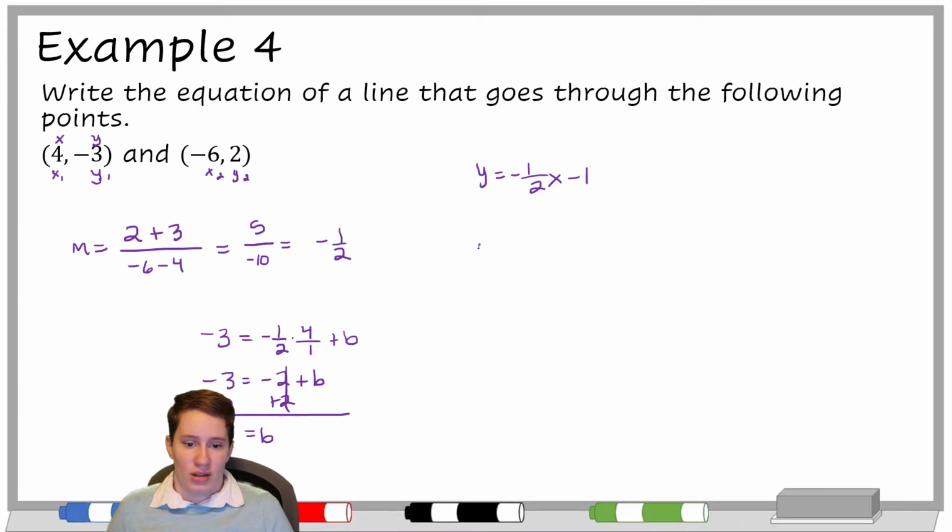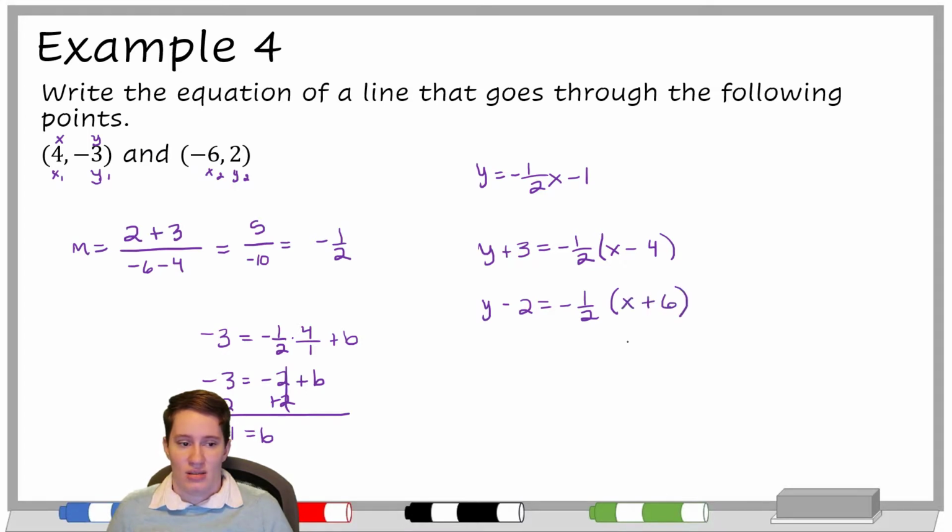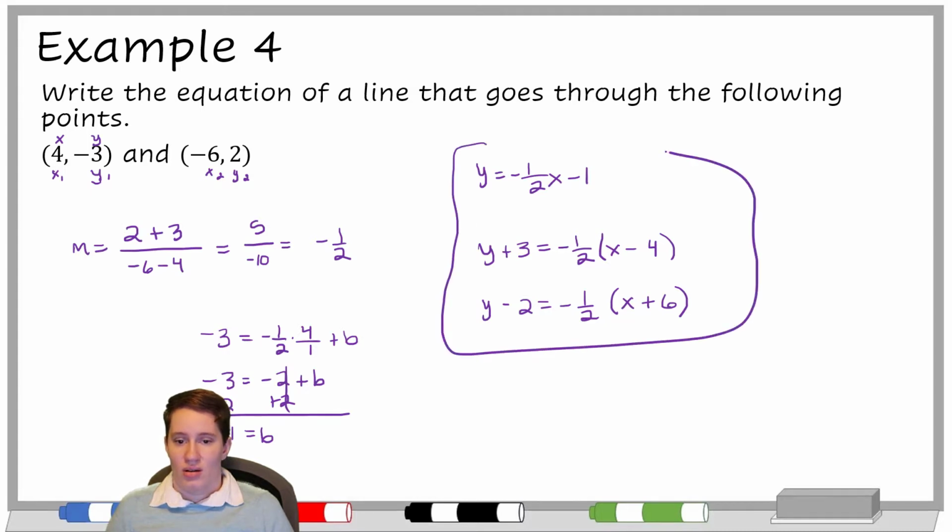Our other 2 possibilities, again, you don't have to write all 3 of these. I'm writing all 3 of these so that no matter how you chose to do it, you can check your answer. And you might play around with this, maybe come back to this a little bit later and try it again, doing it a different way and see if it makes sense. So these are our 3 possibilities here for the equation of this line.